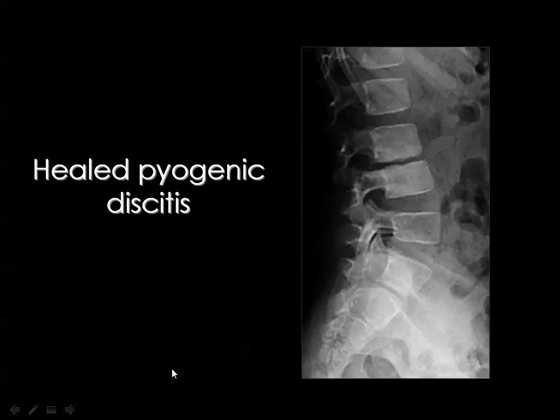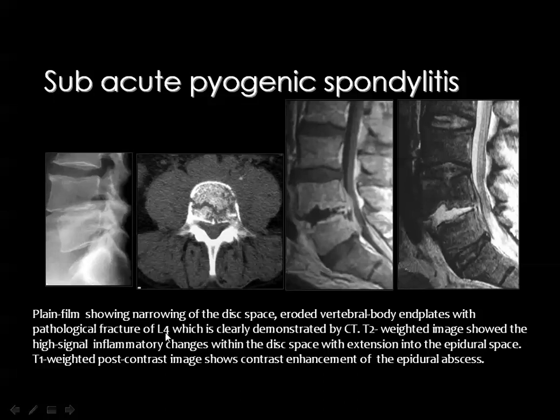Whenever you see the developing of a sclerotic reaction, then you know that this inflammatory process is going to heal. And this is an example of healing pyogenic discitis, or healed, where you got bony sclerosis of the opposing vertebral end plates, and of course the disc will be narrowed because of the loss of the disc material, and there is absence of signs of acute inflammation. And this is what we call healing or subacute pyogenic discitis.